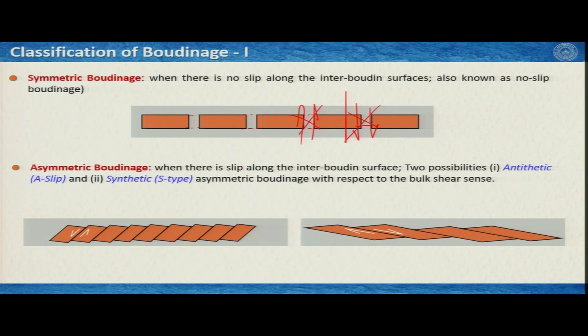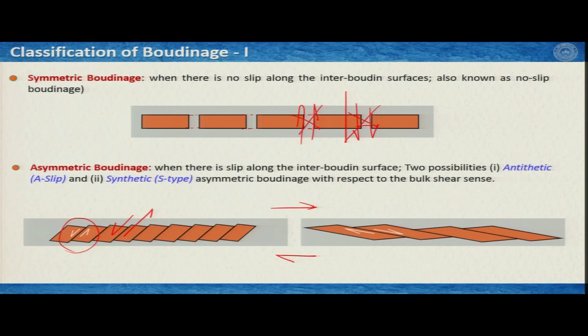And there could be two possibilities, one is antithetic or A-slip type of Boudinage and synthetic or S-type asymmetric Boudinage, and this is with respect to the bulk shear sense. So, in both cases, these two illustrations, the shear was something like that, and as you can see here, within these intra-Boudinage spaces, the shear direction went this way and this went this way. So, here the shear sense is dextral, but here it is sinistral.